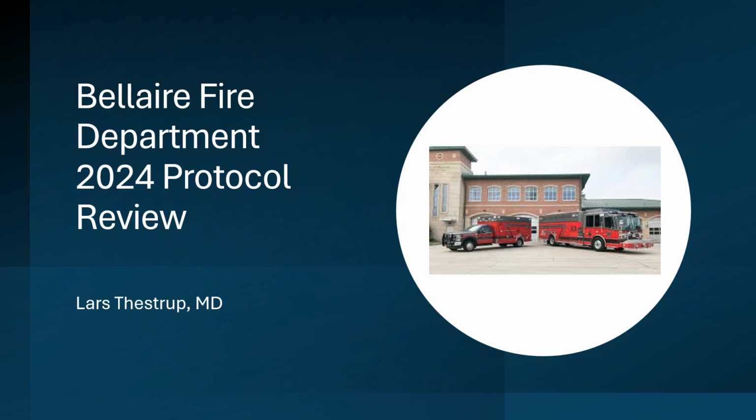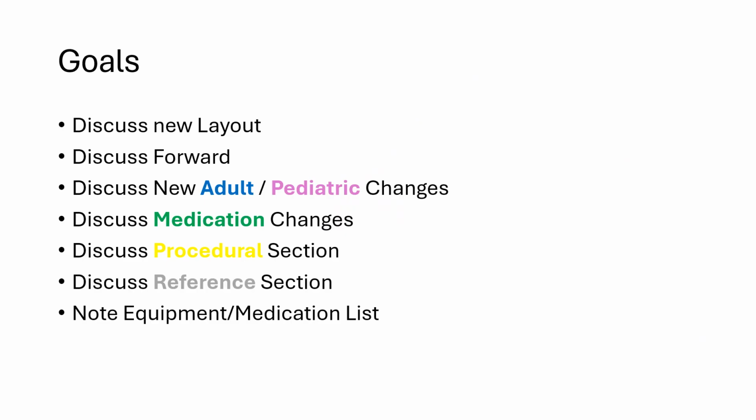Next slide. We have a new layout. As you can see, we have a new foreword, which covers a few basic things. Important thing is color coded, so you can quickly flip through and see what's going on. We have a notation, procedural, and then a reference section. Then we have all the state requirements sitting at the end.